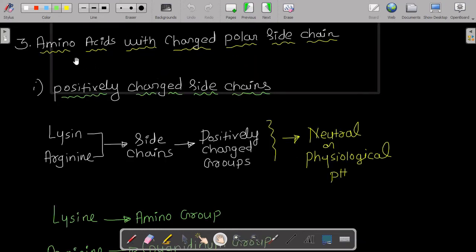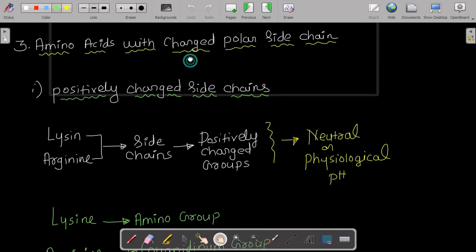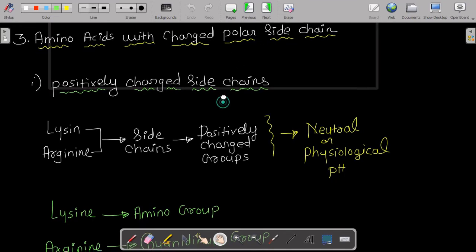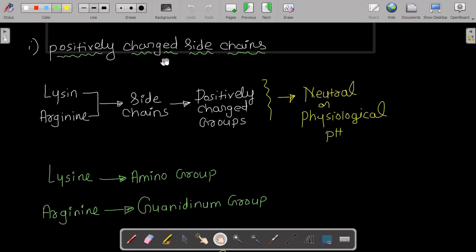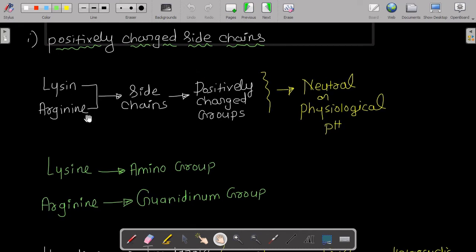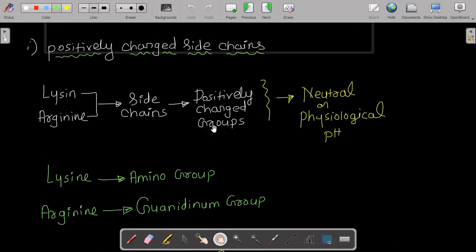Now, let's consider amino acids with charged polar side chains. They have side chains which are polar and also charged. Charged means it can be positively charged or negatively charged. So, let's first look at the amino acids with positively charged side chains. Lysine and arginine have side chains which contain positively charged groups at neutral or physiological pH. So the amino acids which have a positively charged side chain are lysine and arginine.